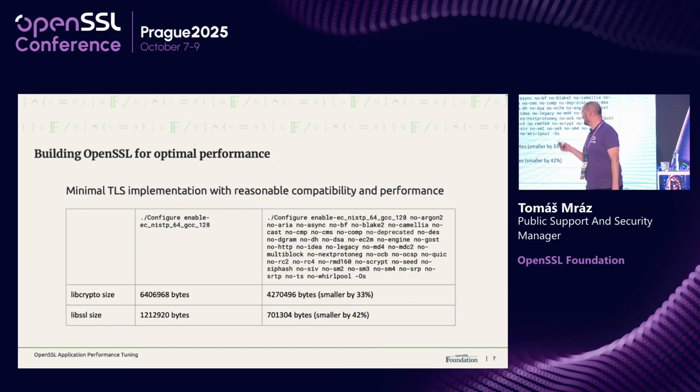This is just a little measurement of how you can make your libcrypto and libssl smaller if you disable various things that you don't need. So this is a configuration which disables almost everything that is obscure, basically, that you would probably not need if you need some TLS implementation that just does TLS and with RSA or ECDSA.